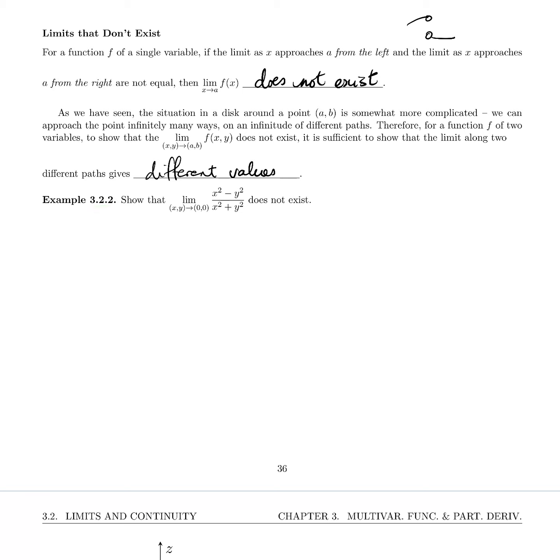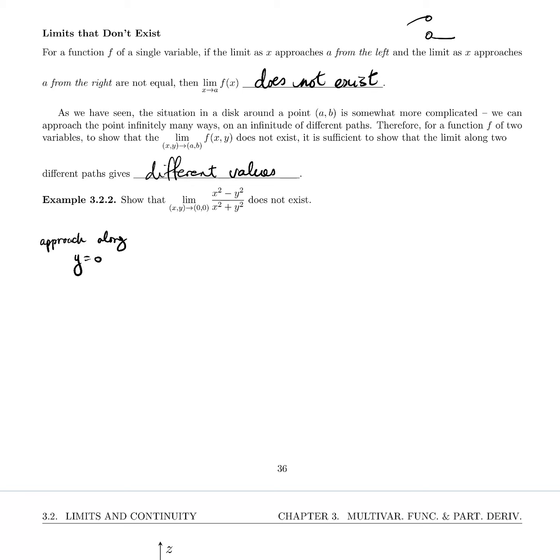We're asked to show that the limit as (x, y) goes to (0, 0) of (x squared minus y squared) over (x squared plus y squared) does not exist. So let's try the simplest, maybe easiest approach. Let's try to approach (0, 0) along y equals 0.